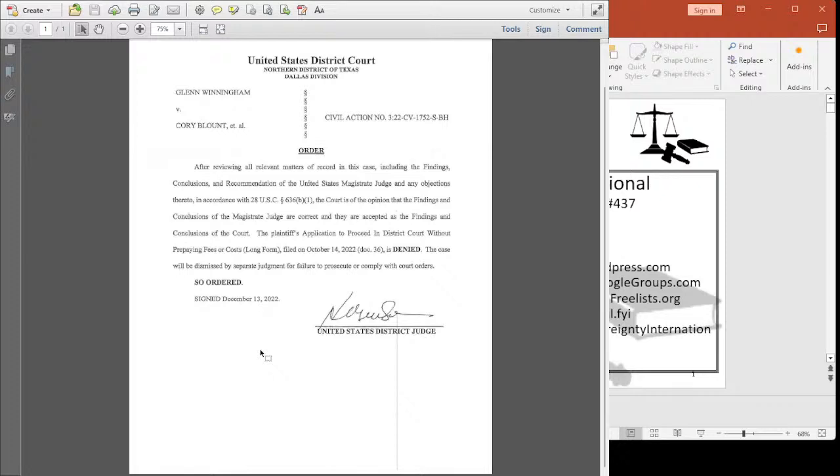It's the cook over there next door. He's an administrative officer. Not a judge. That's not a judge. Right. You have to understand that. You got to recognize it. You got to call them on it. Here's another one.